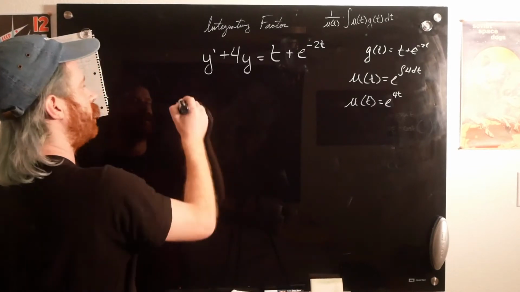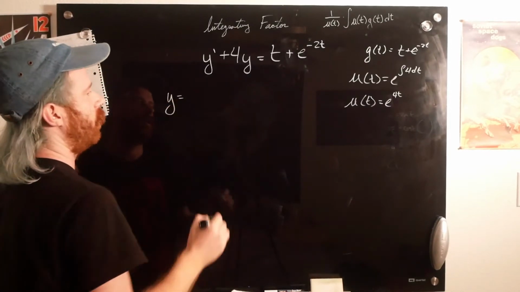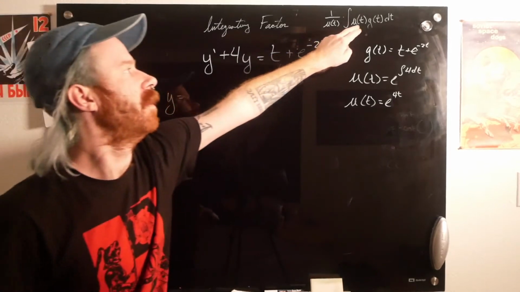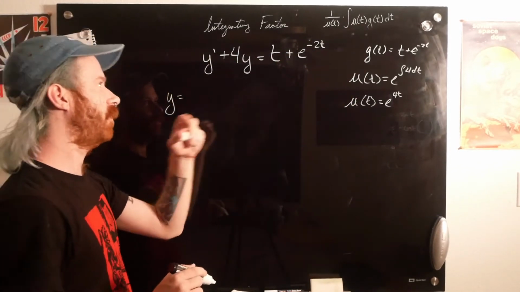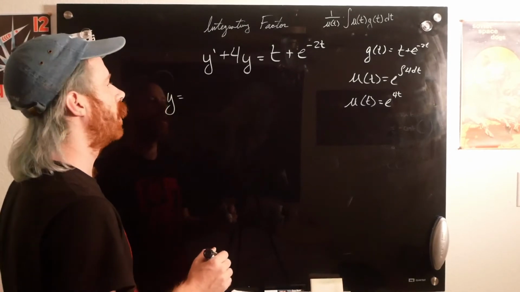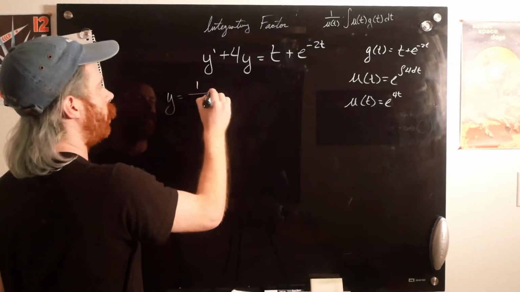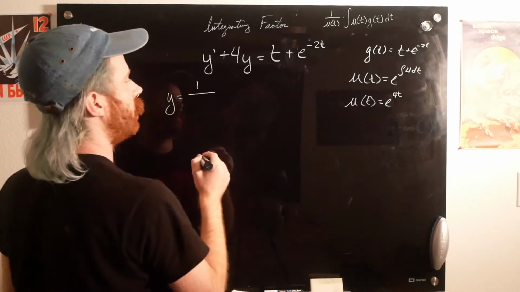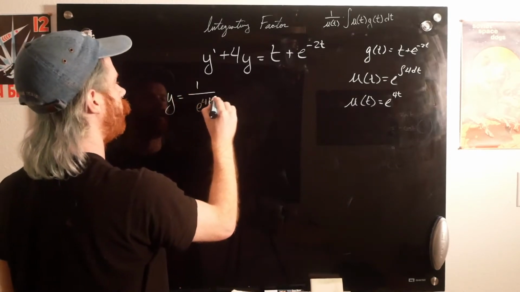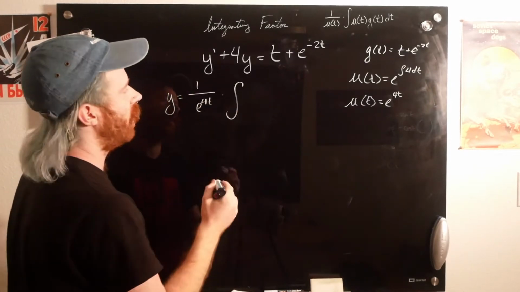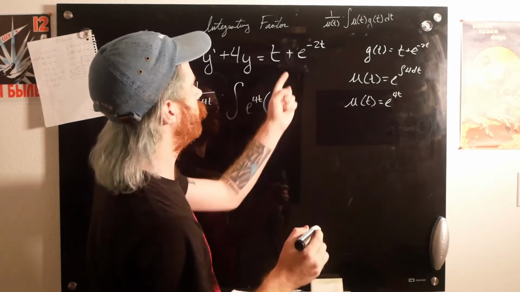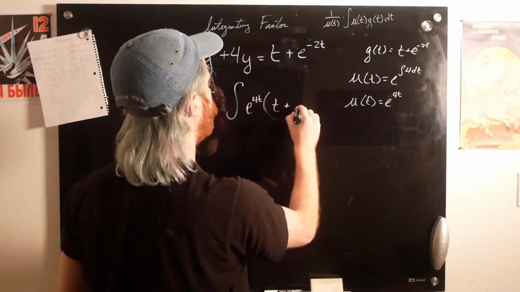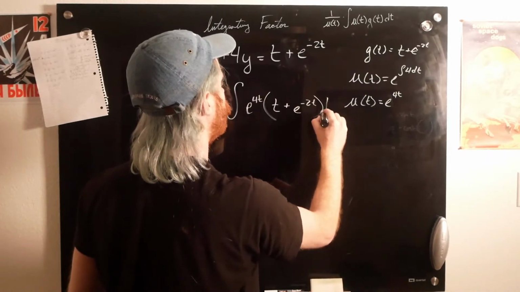So now we can set up what our solution is going to be. Our solution is going to be the answer of this, basically. It's going to be the equation that this gives us when we're dealing with first order linear equations like this. So y equals 1 over mu, which is e to the 4t, times the integral of mu of t, which is e to the 4t, times g of t, which is just t plus e to the negative 2t dt.